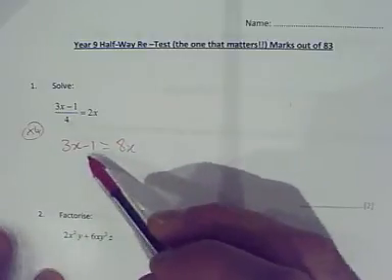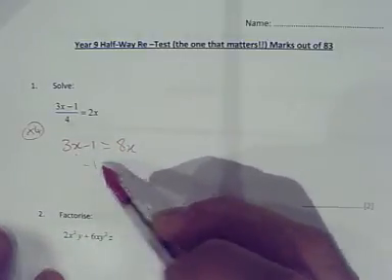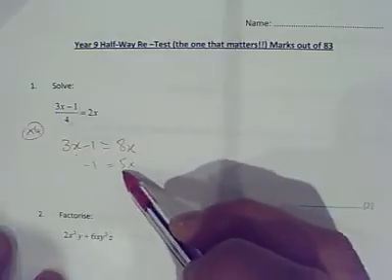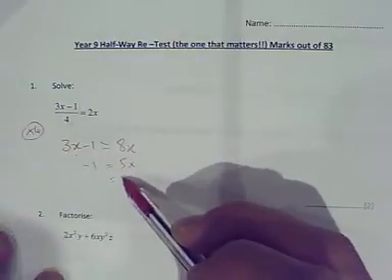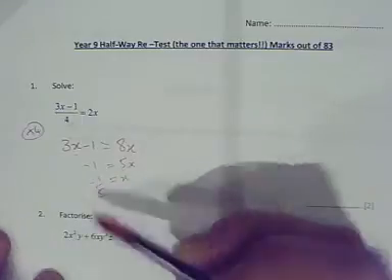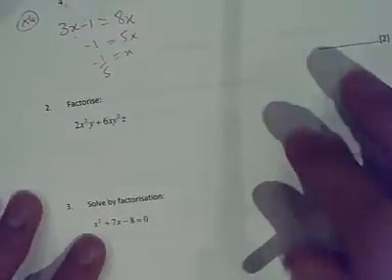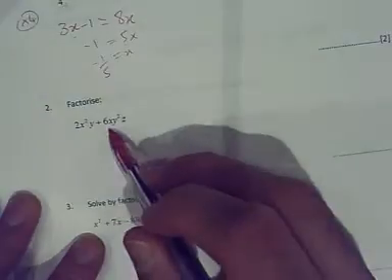Now we've got a simple equation to solve. Minus 3x from both sides. You get minus 1 is 5x, and if that is 5x, divide by 5 to get what 1x is. It's minus a fifth.